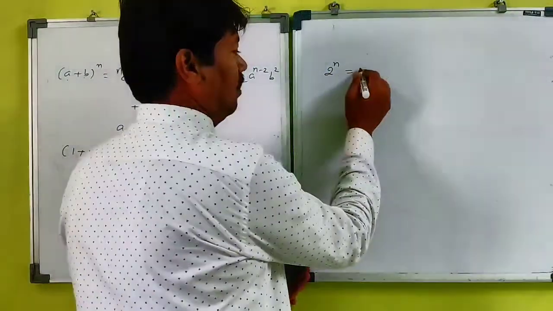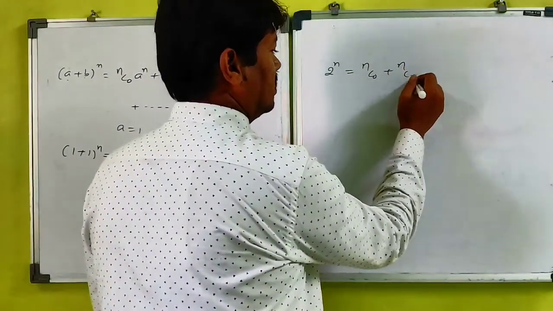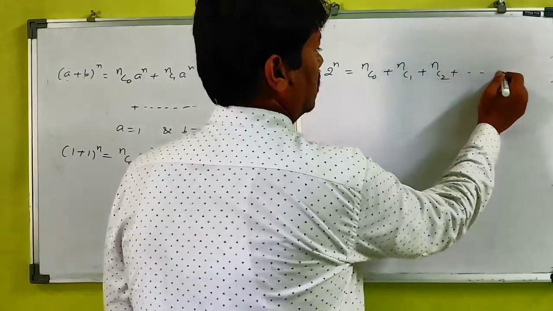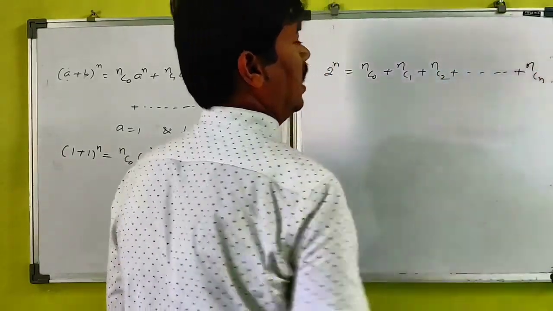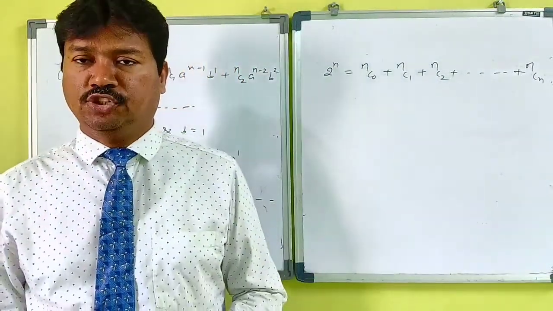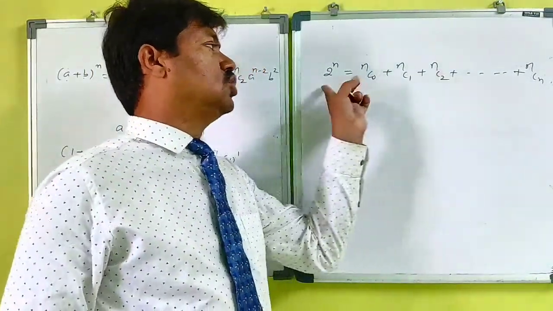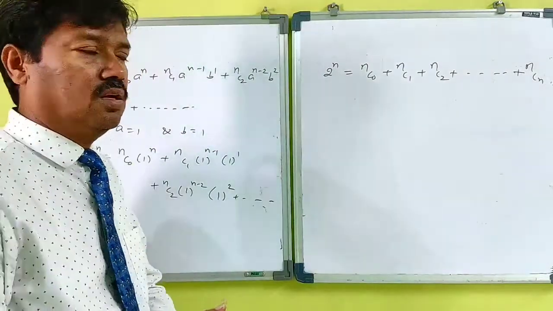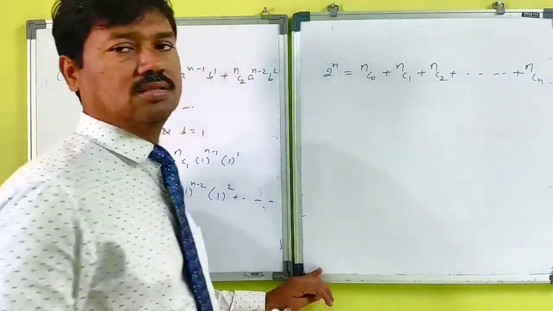And the right hand side becomes what? nC0 + nC1 + nC2 and the last is nCn. And that is nothing but the sum of the binomial coefficients is always equal to 2 raised to n. We can just verify this in Pascal's triangle also.